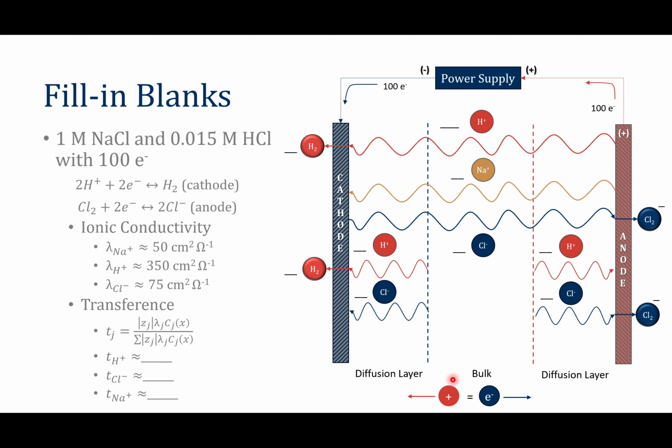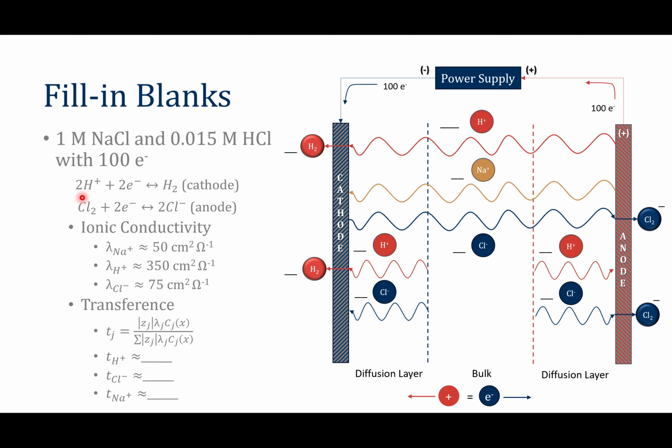In this video, I have another question. I have a fill-in-the-blank balance sheet for you to go through too. Just to orient you, and then I'll let you loose. This is 1 molar sodium chloride and 0.015 molar HCl. We're going to talk about 100 electrons being exchanged per unit time. And you'll note that the reactions are hydrogen evolution and chlorine evolution.